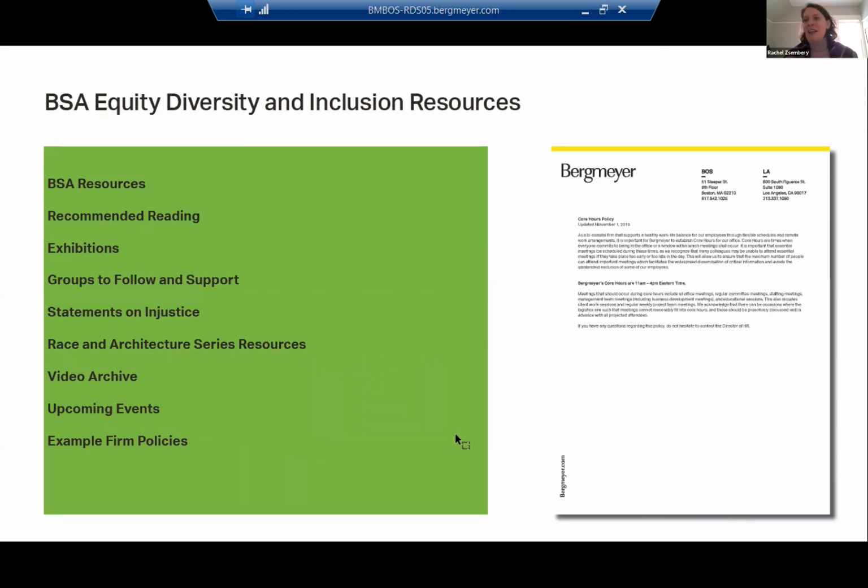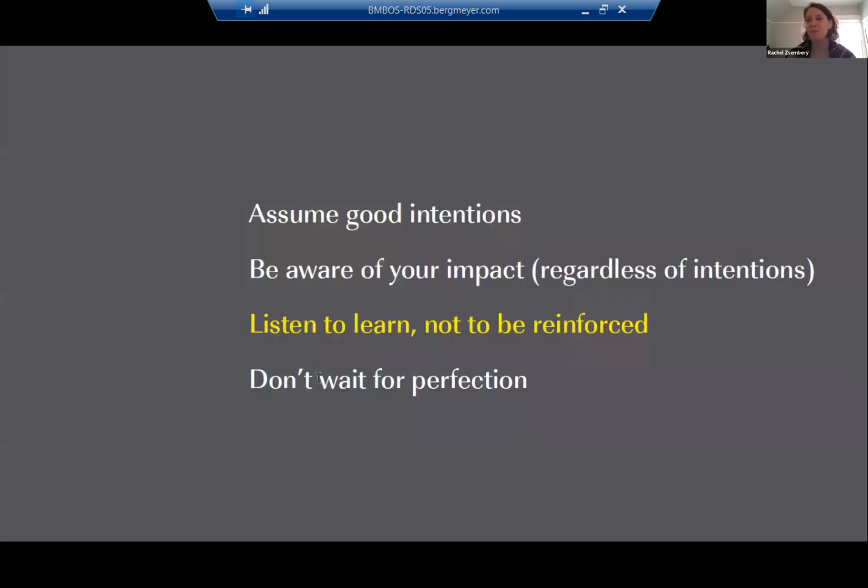Additionally, the BSA's Equity, Diversity, Inclusion Network has a series of resources that we'd encourage you to check out, including example firm policies for how to pull many of these topics into your own practice. I will also highlight that there are several mentorship programs that firms have generously shared with us as resources in terms of how they've structured mentoring programs within their own firms. So please do check those out through the EDI Network resources page on the BSA's website.